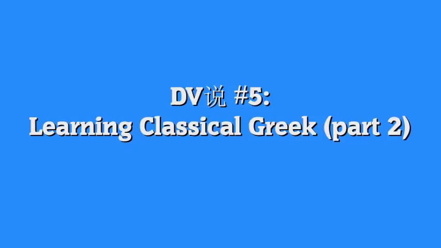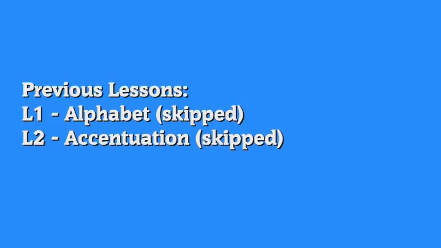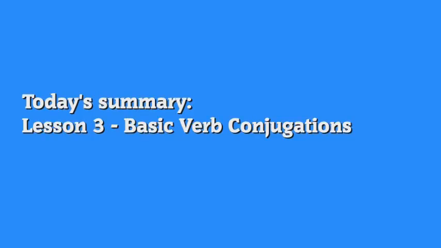Now, as I mentioned in my previous video, I am trying to refresh what I learned in school of classical Greek. So I'm going through my old textbooks and making summary videos of each lesson. So today I'm going over lesson 3. Lesson 1 covered the Greek alphabet, which I didn't have to review. And lesson 2 covered accentuation rules, which I'm going to skip for the moment since I intend to focus on using modern Greek pronunciation. So lesson 3 presented the first section out of many to come in verb conjugations.